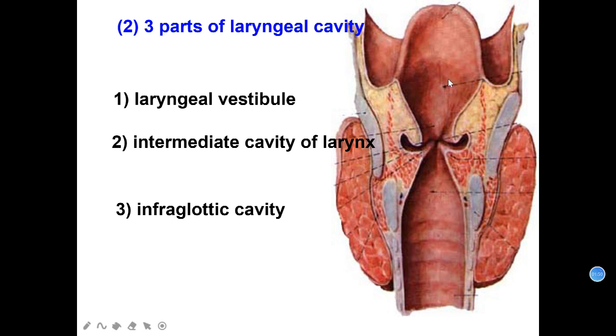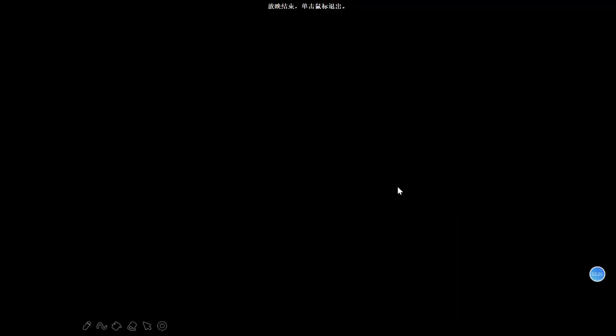This one is an inner view. This part is the anterior part. This cavity is divided into three parts. Look at the three parts. Vestibular fold, vocal fold. Above the vestibular fold is the laryngeal vestibule. Between these two folds is the intermediate cavity of the larynx. Below the vocal fold is the infraglottic cavity.